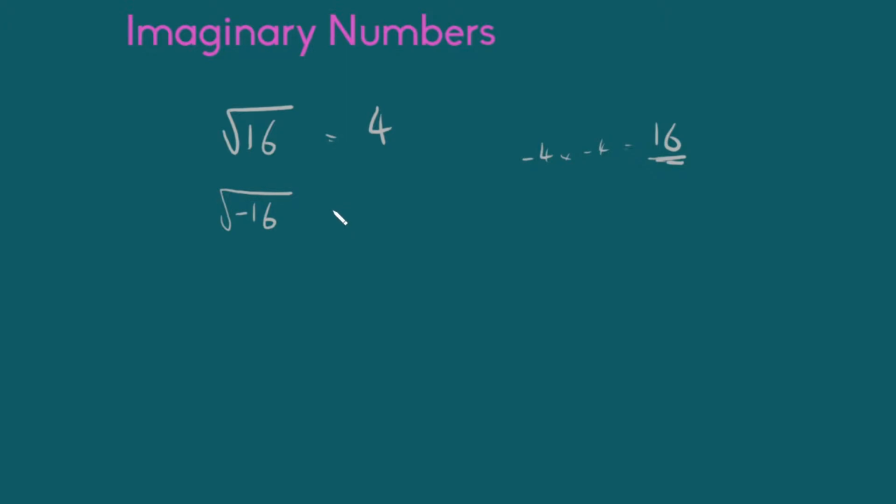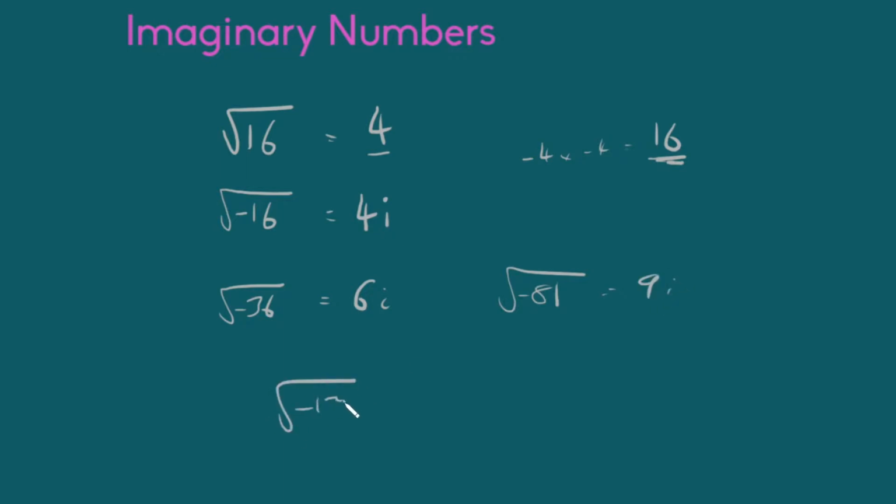However, mathematicians needed this to exist. They needed there to be a square root of negative numbers. And so they invented it. And that is the imaginary number i. And so if the square root of 16 is 4, the square root of negative 16 is 4i. We have 4 lots of i. And so the square root of minus 36, the square root of 36 is 6, so the square root of minus 36 is 6i, the square root of minus 81 is 9i, and the square root of negative 13, well, this could get really horrible, but let's just call it root 13 i.